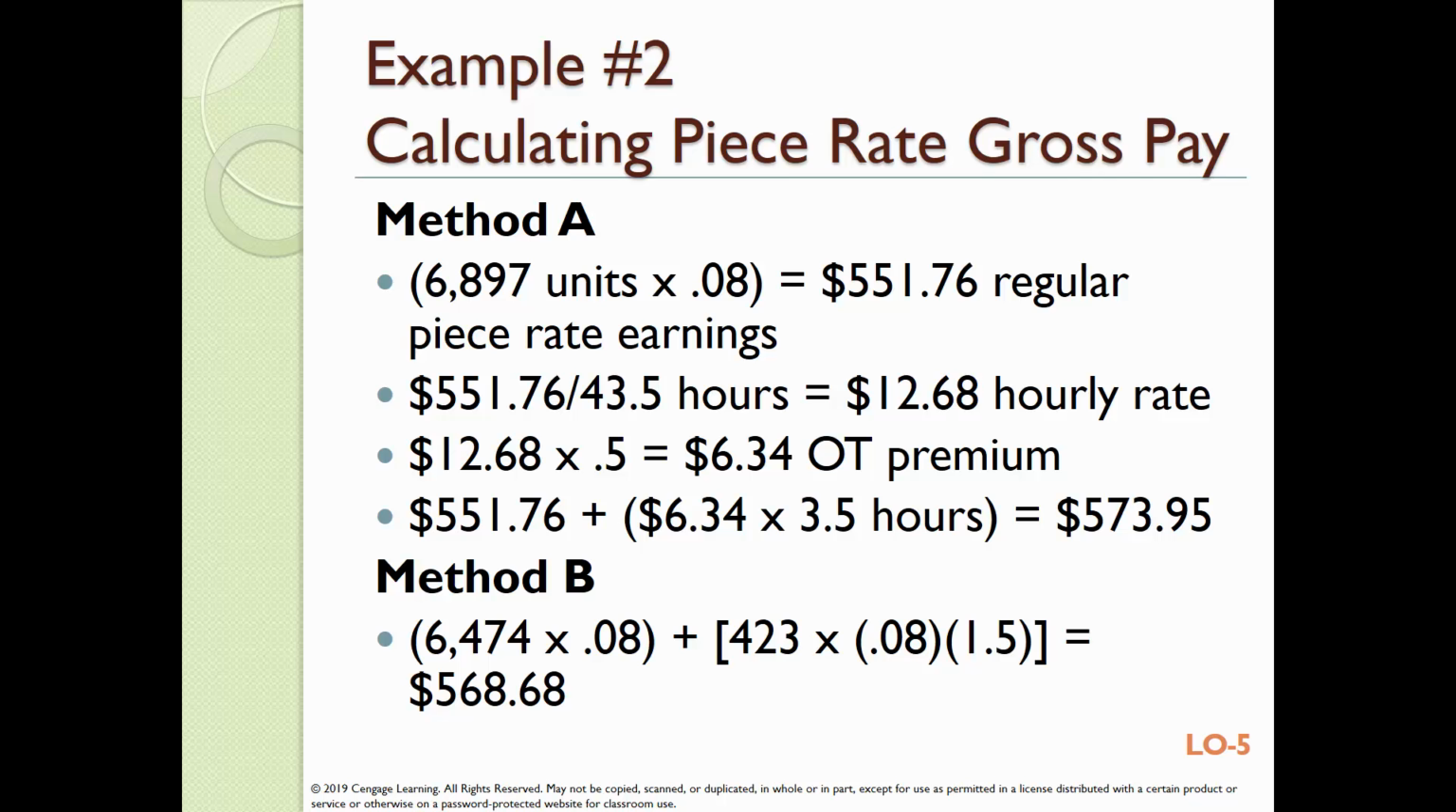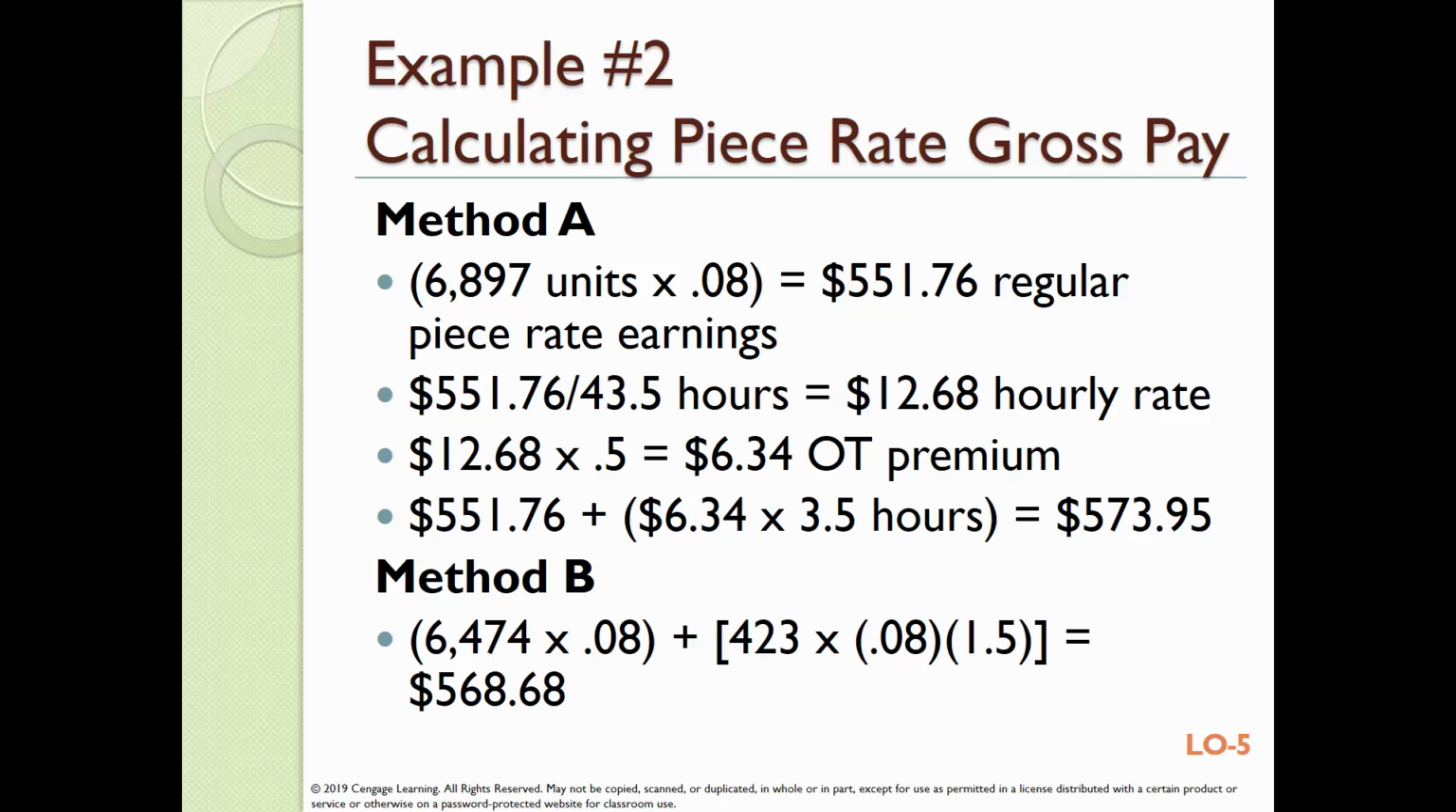So again, the key here on the first one is that when you get the 551.76, you have to divide by all the hours it took her to inspect the shellfish. She was up at about $12.68 an hour. And then all you need to do is tack on that 0.5, because she's already got the $12.68 for all the hours, right? Just need to tack on that 0.5 for the last 3.5 hours.